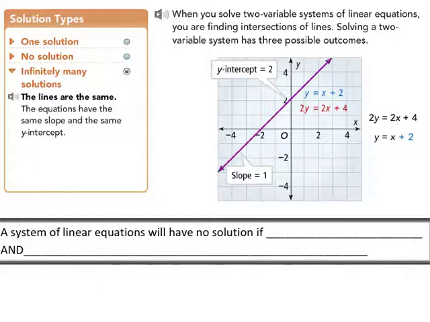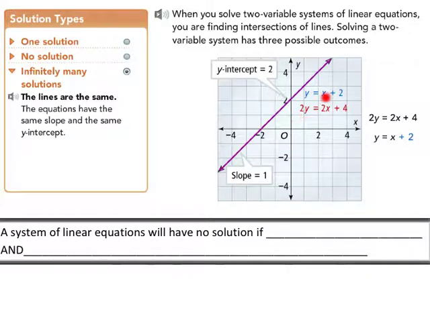This third scenario is when you solve two variable systems of linear equations. You could have two equations that actually end up being one line on top of the other. This line here is actually the line y equals x plus 2, where the slope of the line is 1. So we go up 1, right 1, up 1, right 1, and the y-intercept is 2. So it starts there. Now this other equation in red is not solved for y yet.